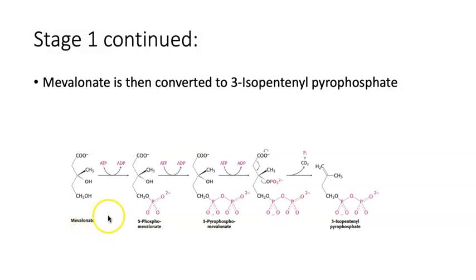So mevalonate goes through a series of steps of being phosphorylated. One ATP is going to add a phosphate group here, another ATP is going to do the same, and then a third one, and then at the very end we're going to lose a phosphate and CO2 in order to form 3-isopentenyl pyrophosphate.